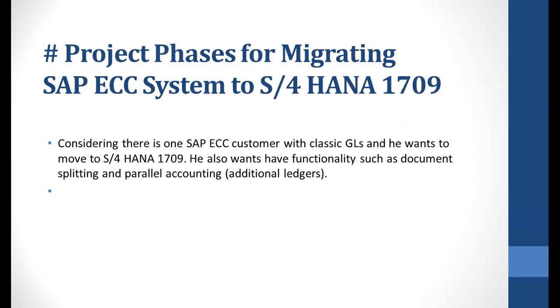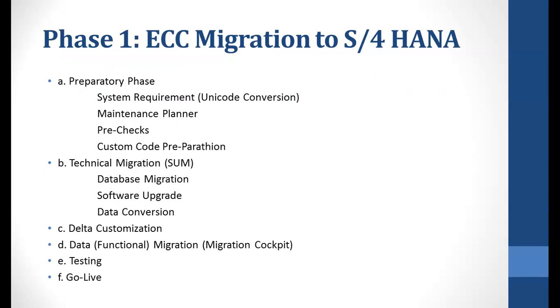Now, let's consider the project phases for migrating from the SAP ECC system to S4HANA 1709. Considering there is one SAP ECC customer with classical GL and the client wants to move to S4HANA 1709, the client wants to have functionality such as document splitting and parallel accounting. In this case, we have various phases.